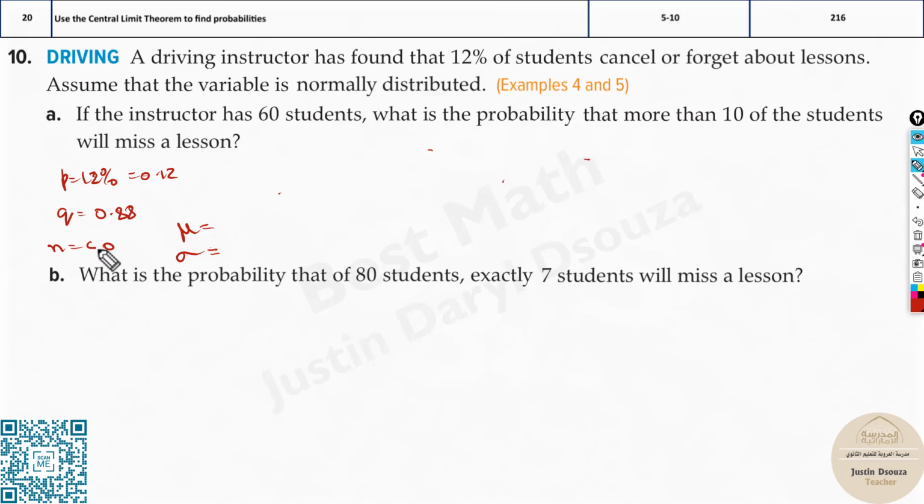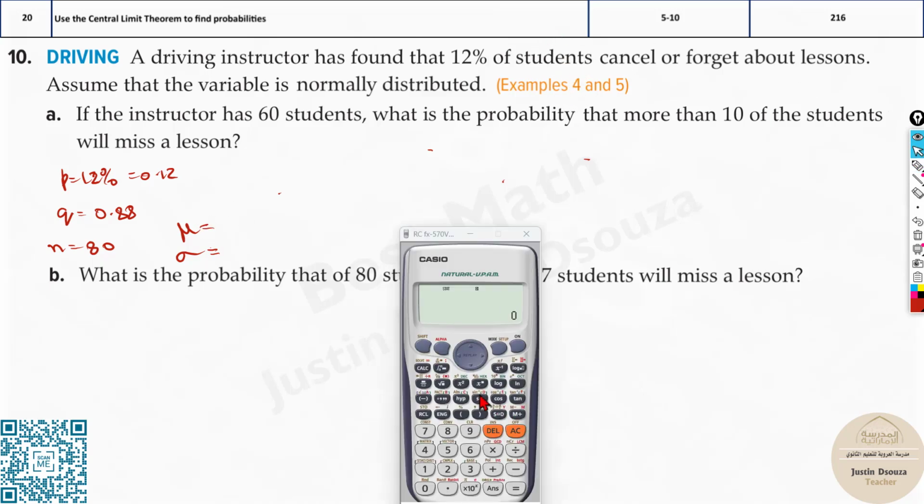So what happens with n? n is 80. Let's take our calculators and solve the mean and standard deviation. It'll be 80 times 0.12. It's 9.6, and over here you need to also do the square root. So let me go out of the statistics mode. So the square root will be 80 times 0.12 times 0.88. So that's the standard deviation. It's 2.91. And over here we got 9.6. So these are the two answers.